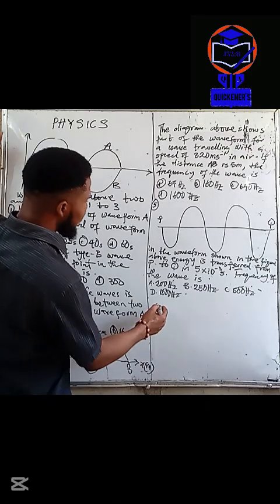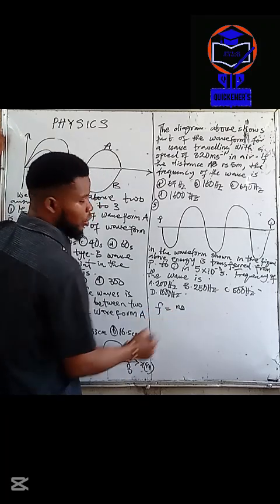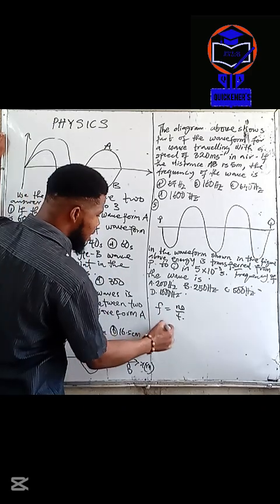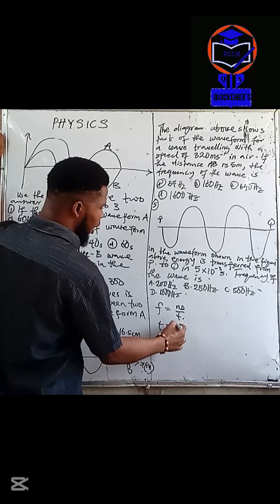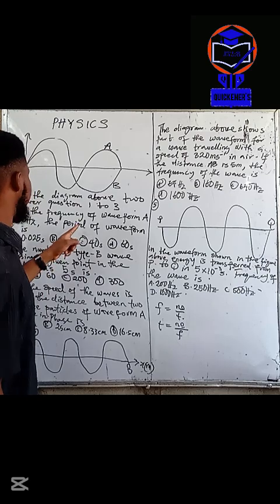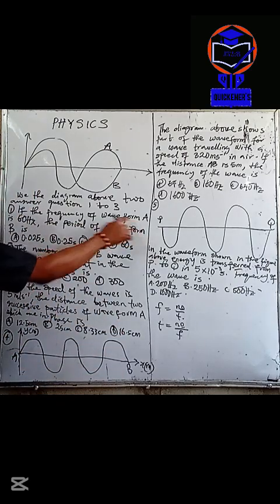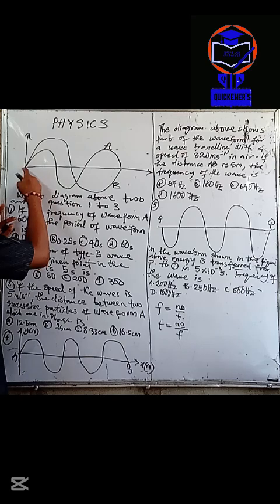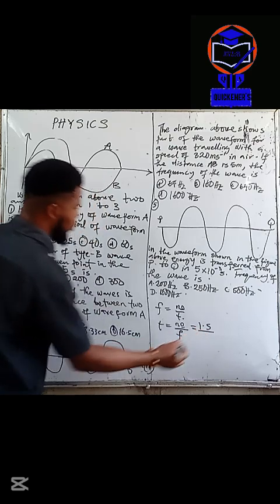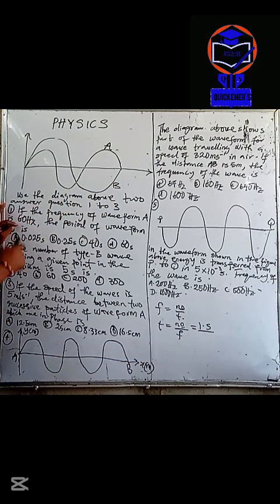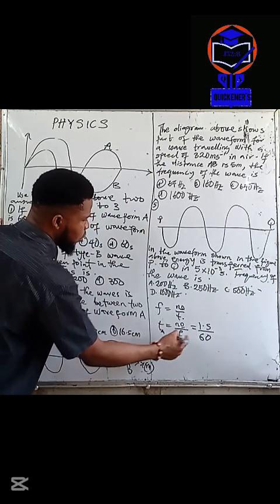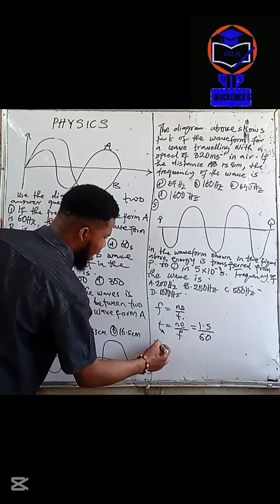Frequency is the number of oscillations over time taken. They both have the same time, so whatever time A has is the same time for B. So time is the number of oscillations over frequency. What is the number of oscillations for A? A made 1.5 cycles. The frequency is 60. So the time for A is 1.5 over 60, and remember, the time for B is the same.